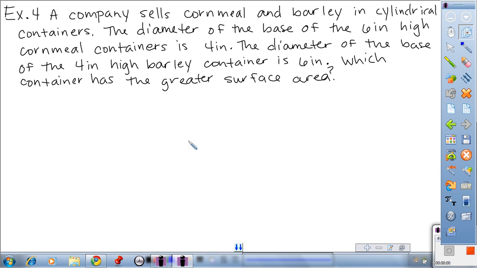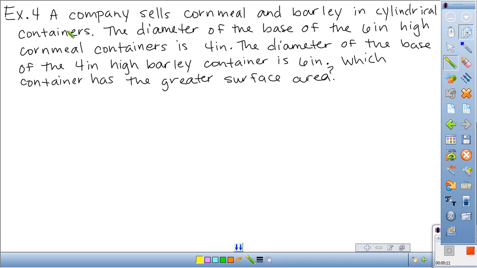This is the final example, example 4, for 11-2 surface areas of prisms and cylinders. Example 4 is a real-world example, and the problem reads, a company sells cornmeal and barley in cylindrical containers. So there's your cylinder. The diameter of the base of the 6-inch high cornmeal container is 4 inches. The diameter of the base of the 4-inch high barley container is 6 inches. Which container has the greater surface area?